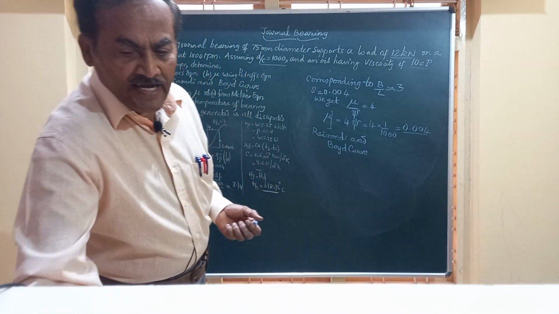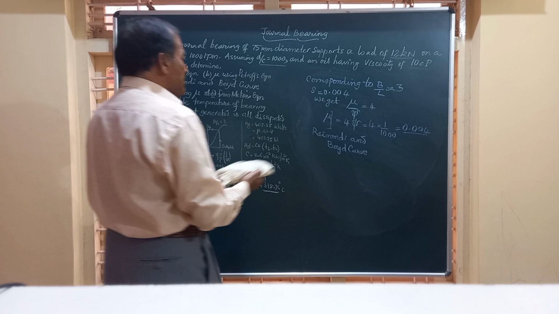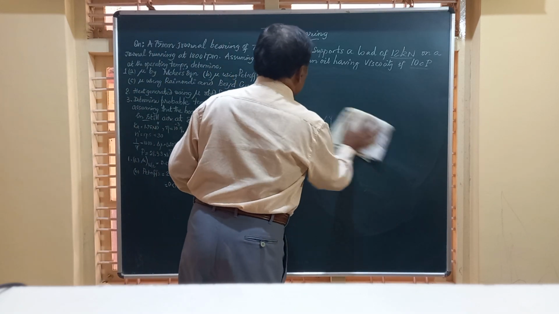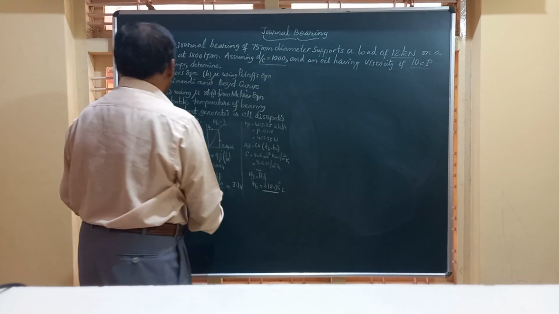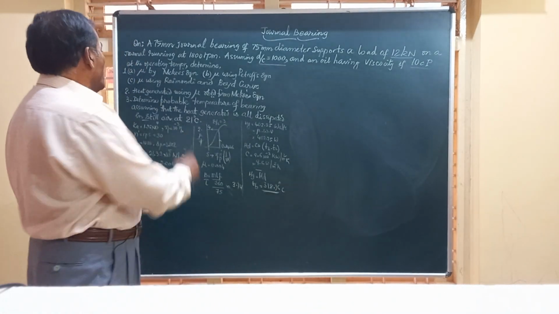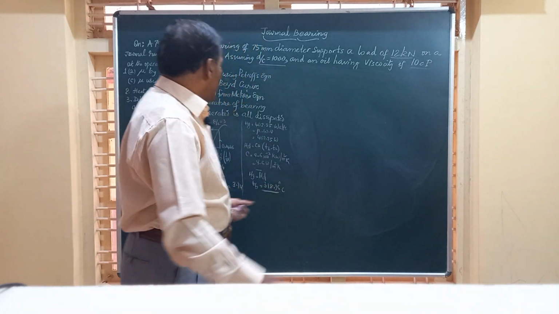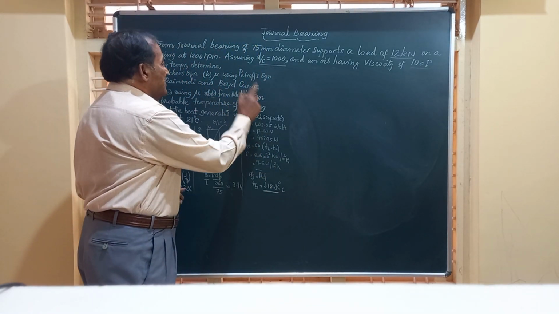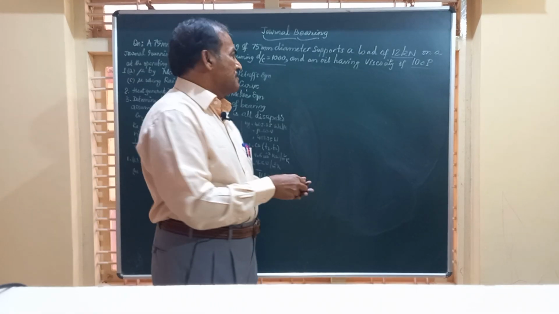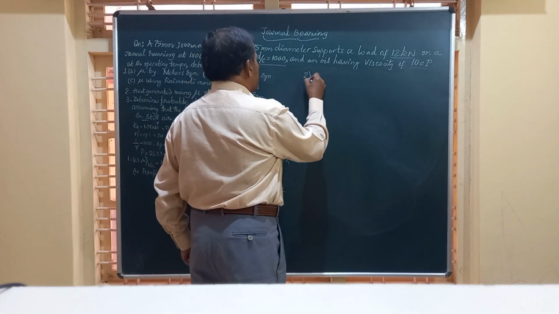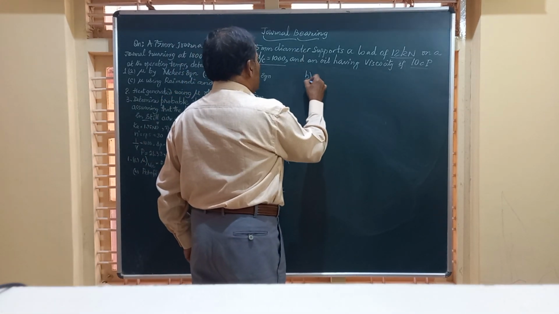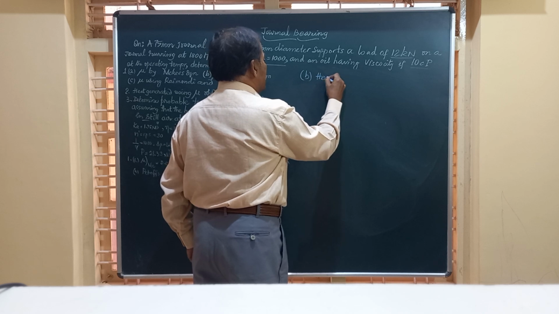Next, friends, let's move on to the second part of the question. See, in the second part of the question, he is asking you what is the heat generated, and to use the value of mu obtained from Mackey's equation. Friends, the second part is part B. You have to find out the heat generated.